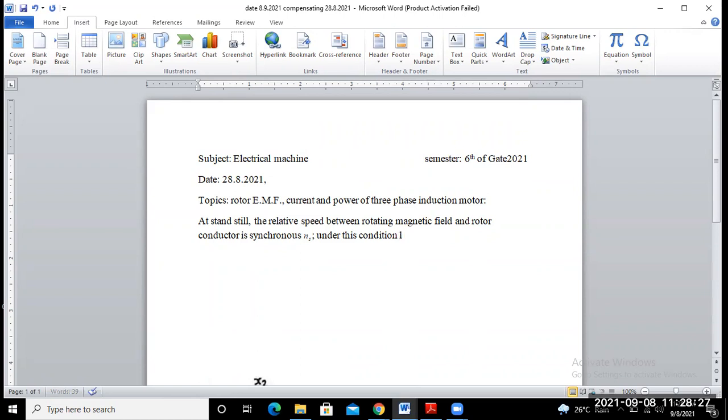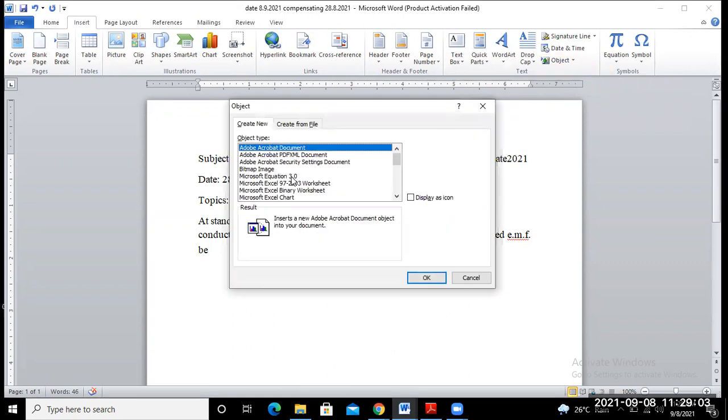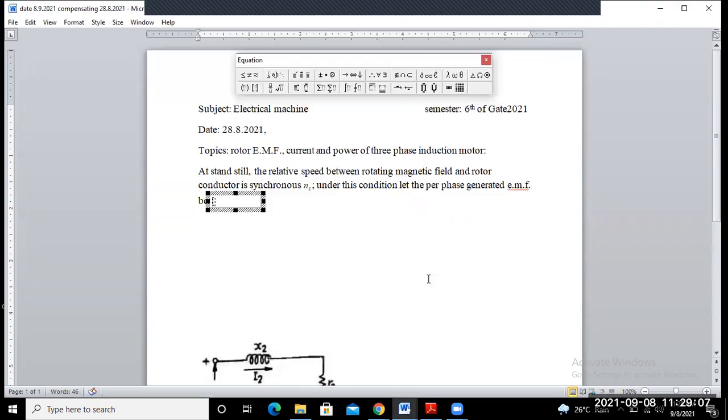The per phase generated EMF is represented by E2, and E1 is the generated EMF in the stator winding. So this one is your E2.